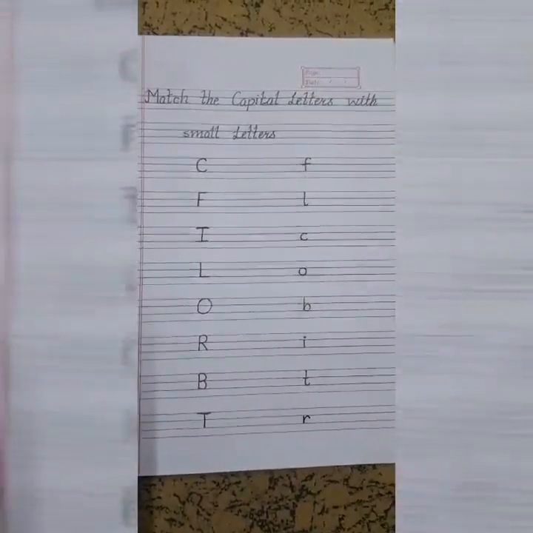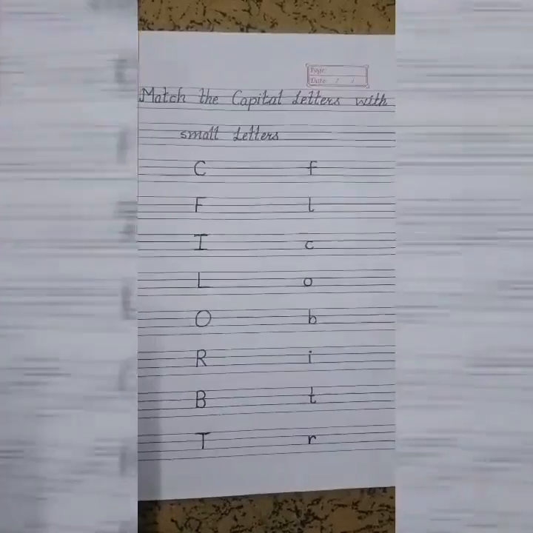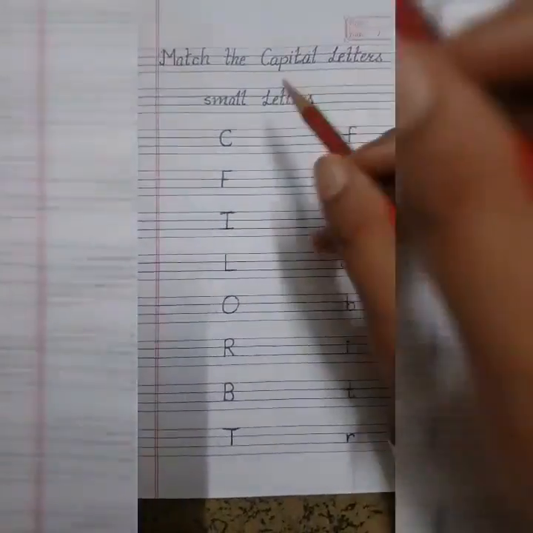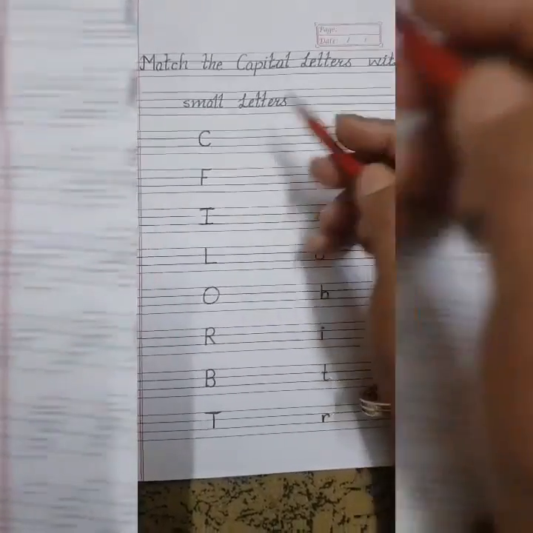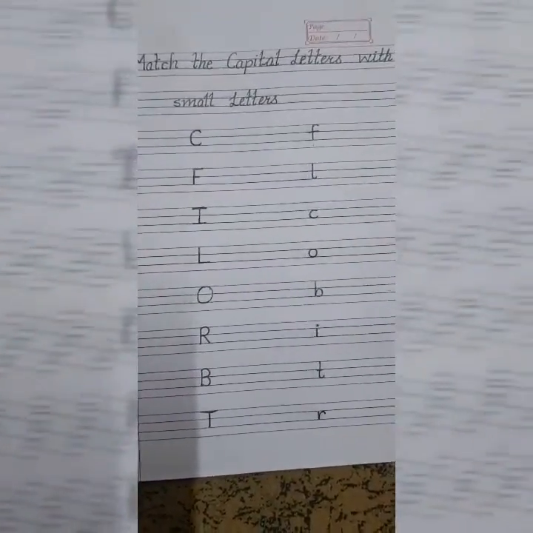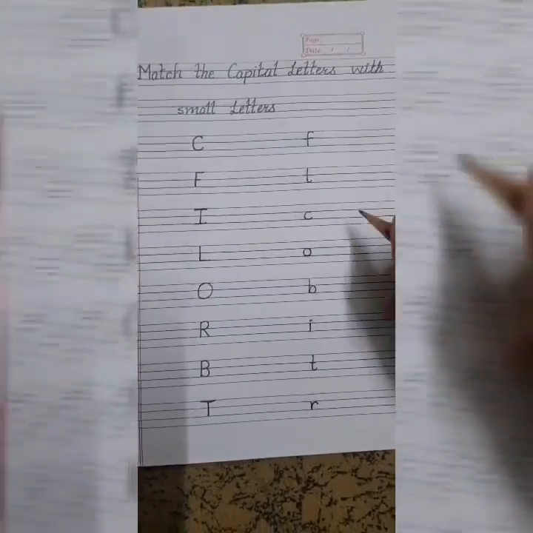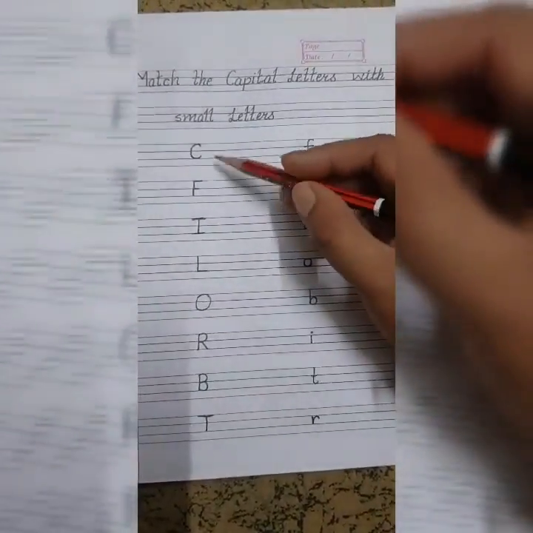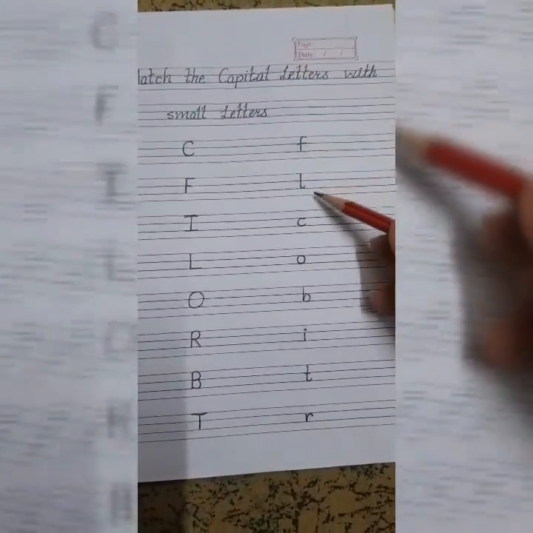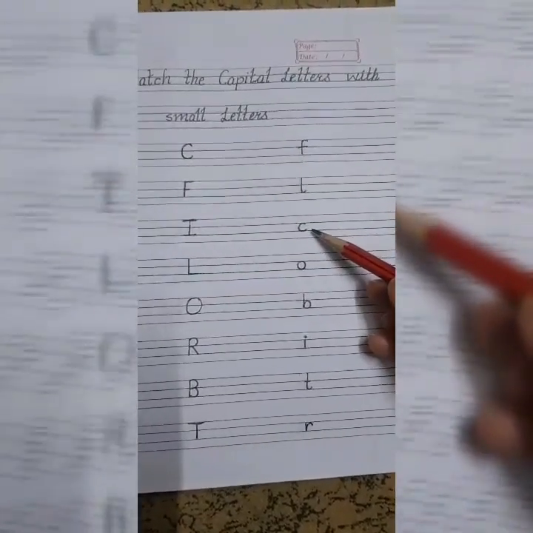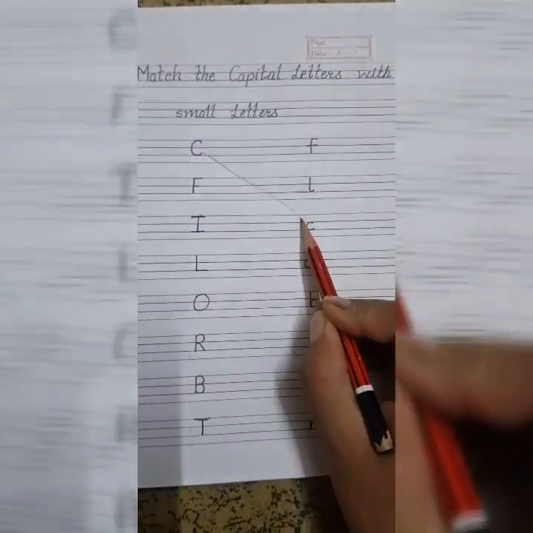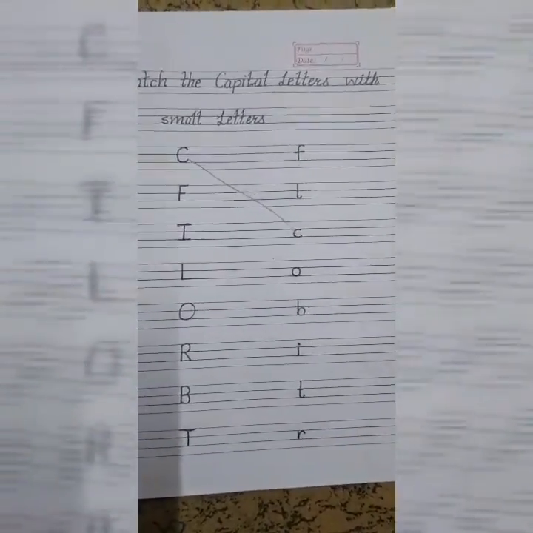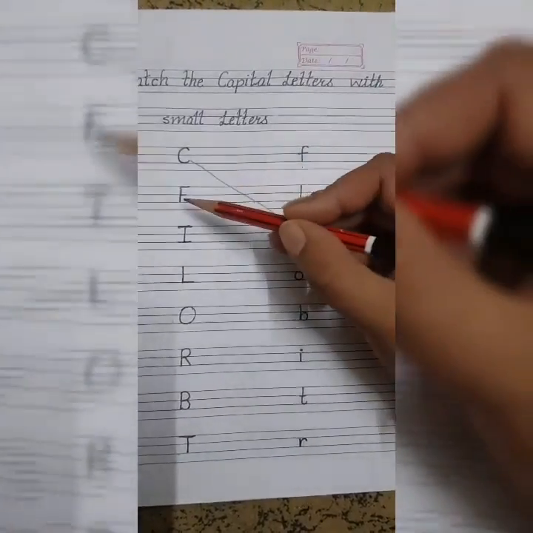We will match capital letter with their corresponding small letter. So, our first letter here is letter C. So, you just have to find out the small case letter. Find out small case letter C. Yes, here it is. Now, what we will do? We will match capital letter C with small case letter C.